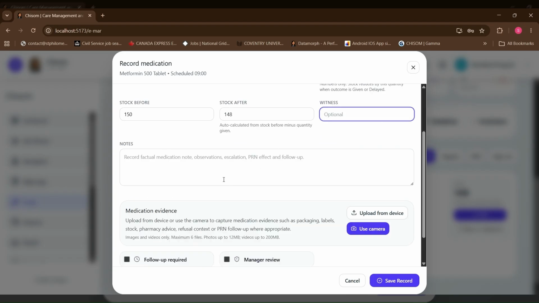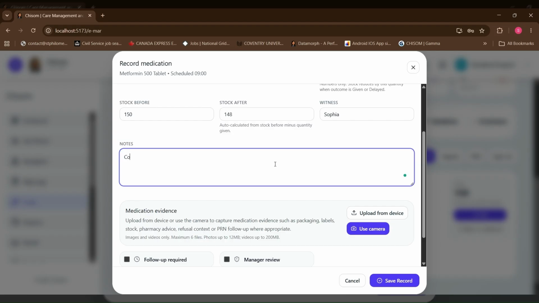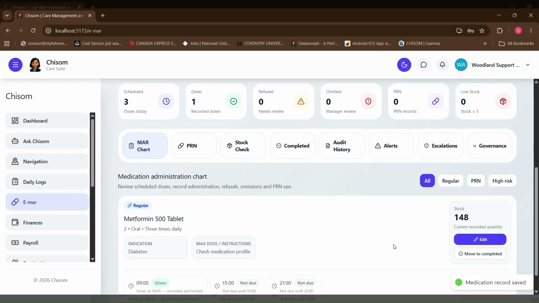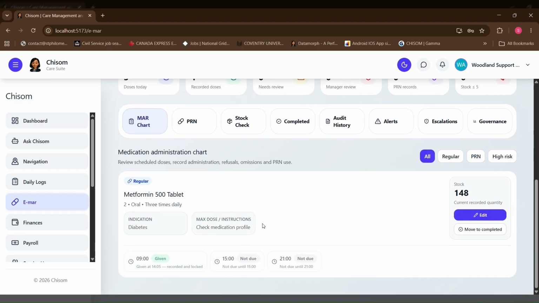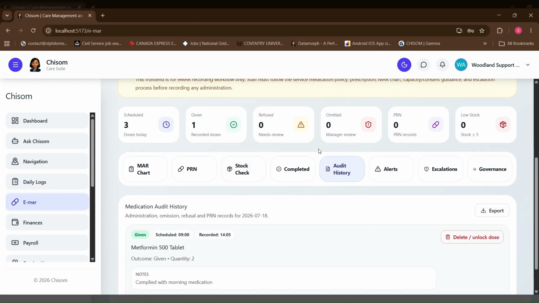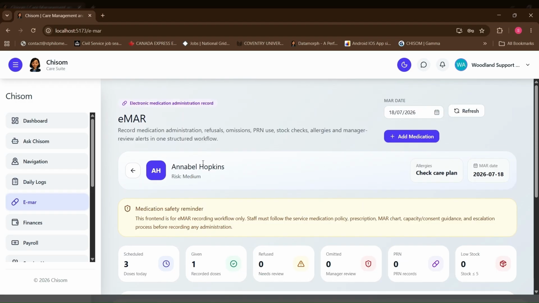I can put a witness, let's say Sophia, then notes, I'll say complied with morning medication. Okay, I don't need to follow up, I don't need to flag it. So when I click on save record, you see that it has dropped to 148, and the record, if I go to audit trail, I can see it. There's an audit trail for all the medication because this is metformin. It shows here metformin 2 tablets given, stock after 148. So this is a very detailed MAR chart for service users.